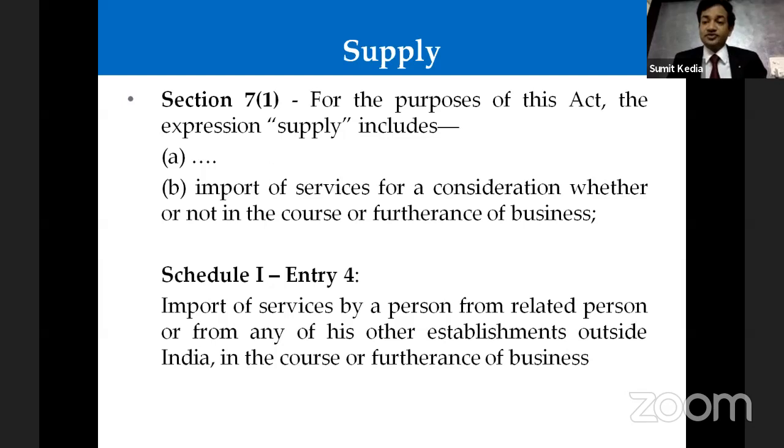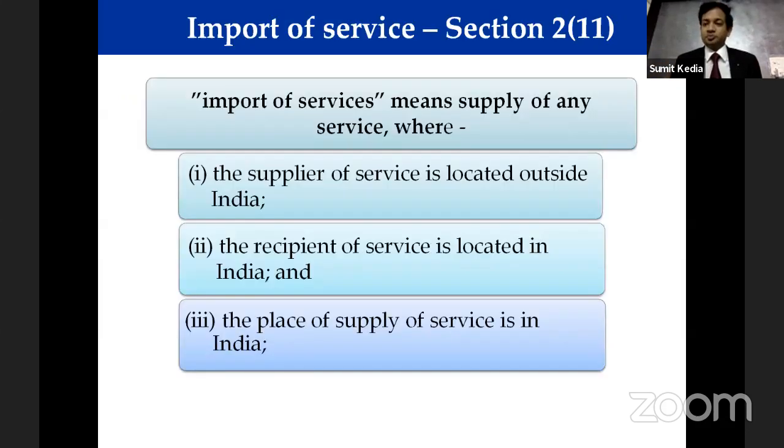And entry 4 of Schedule 1. Schedule 1 in supply covers those transactions in the course or furtherance of business without consideration. In that, entry 4 says import of service by a person from a related person or any of his establishment outside the country is a supply. So import of service is taxable, and the import of service notification says import of service is liable to RCM.